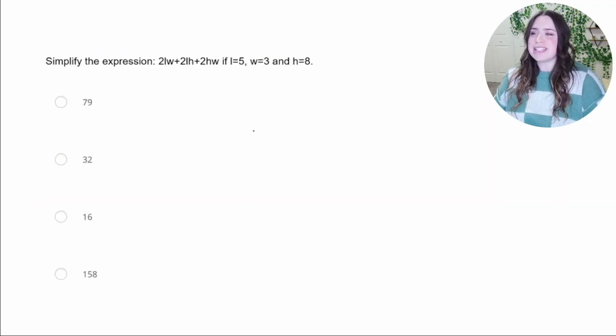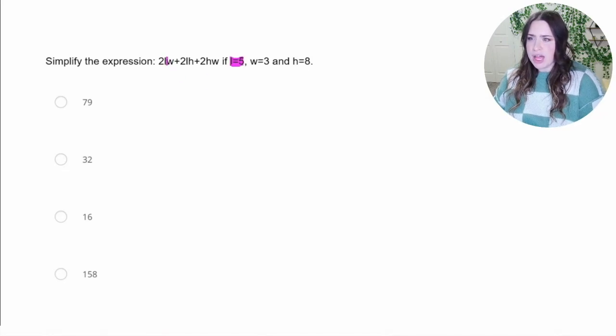This question says, simplify the expression 2LW plus 2LH plus 2HW if L equals 5, W equals 3, and H equals 8. So this is just a matter of plugging those different values in for the variables. So L is going to be 5 in each of those cases. W is 3. And H is going to be 8. So let's go ahead and plug that in.